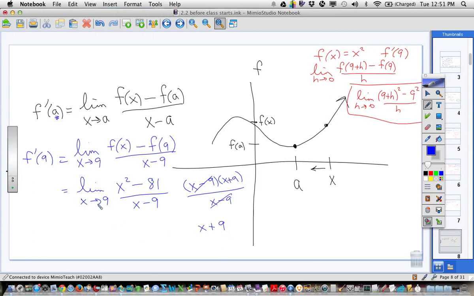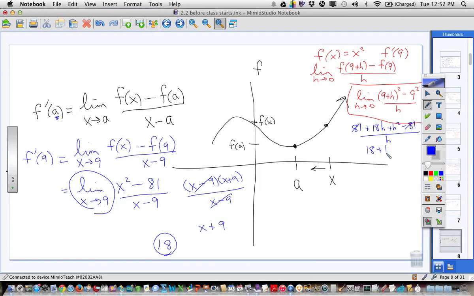Well, guess what? Now we're doing the limit as x approaches 9. So what do you suppose we plug in? We don't plug in a 0, right? In this one we do, because we're saying that h approaches 0. So we plug it in for h. Here, x is approaching 9. So we plug in a 9. 9 plus 9 is 18. Well, guess what? That's the same thing we would have gotten over here. 81, let me just do it real quick. 18h plus h squared minus 81 all over h. The 81's cancel. We take out an h.